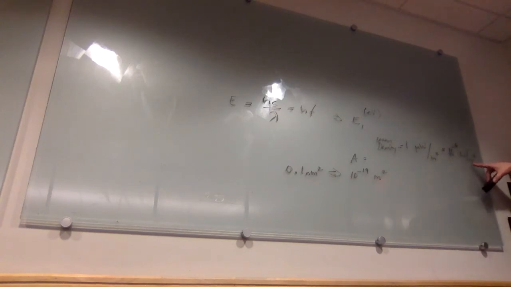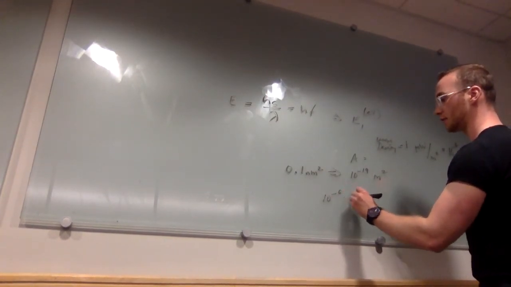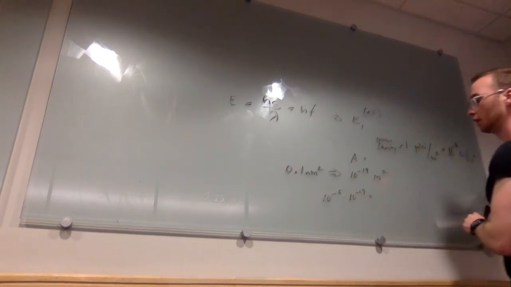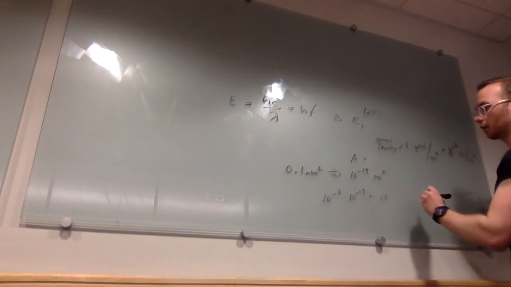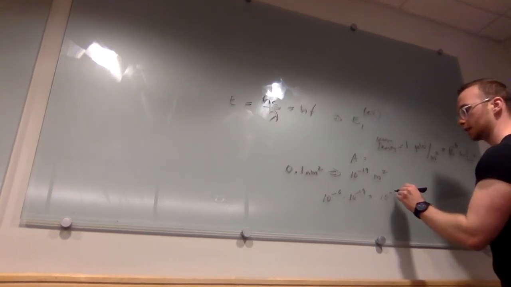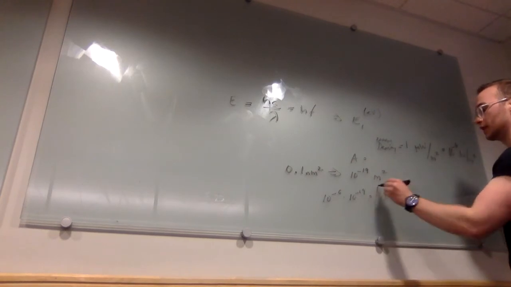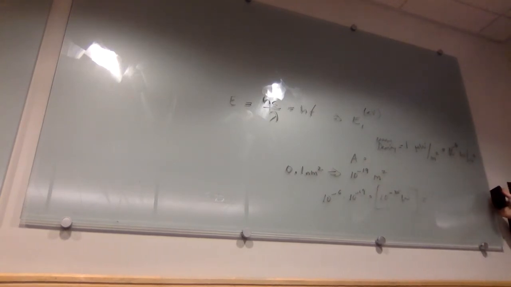Anyway, we can multiply the energy density in terms of area, so if we multiply by an area, we'll get the energy in that area. So we get 10 to the minus 6 times 10 to the minus 19, which is 10 to the minus 25. This is in watts.